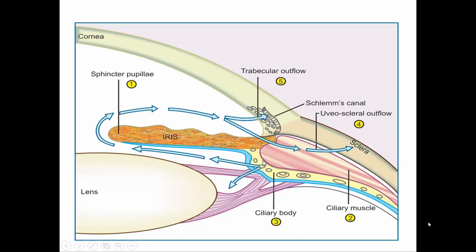So one is the trabecular outflow, which forms 90% of the total drainage, and the other one is the uveoscleral outflow, which forms 10% of the total drainage of this aqueous humor.